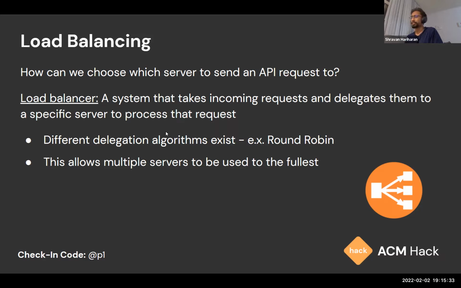There are different delegation algorithms that exist, like round robin. That just means you go in a line through the servers. Let's say I have 3 computers, I'll hit computer A first, then computer B, then computer C. And that's kind of how that works. So this allows horizontal scaling to happen because we can have multiple servers that all get requests from a client, right? Any questions on those topics?